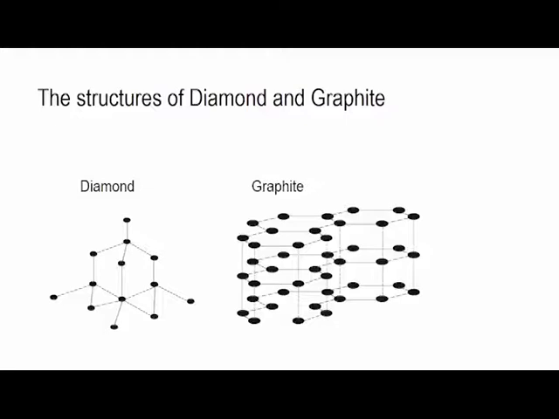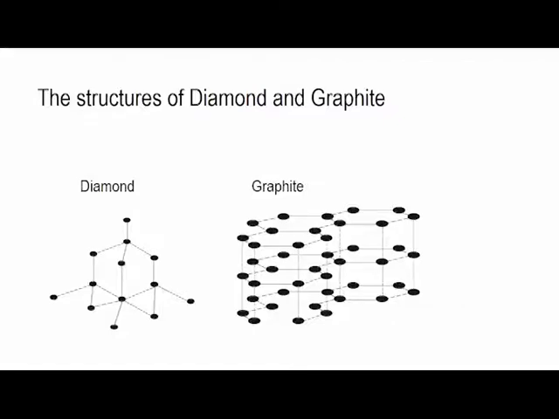In diamond, each carbon atom is bonded to 4 other carbon atoms, so all 4 electrons in each carbon are being shared. Therefore, diamond doesn't conduct electricity because it doesn't have free electrons. Now, the 4 covalent bonds from each carbon atom in diamond make diamond a very hard and strong compound, a strong molecule.